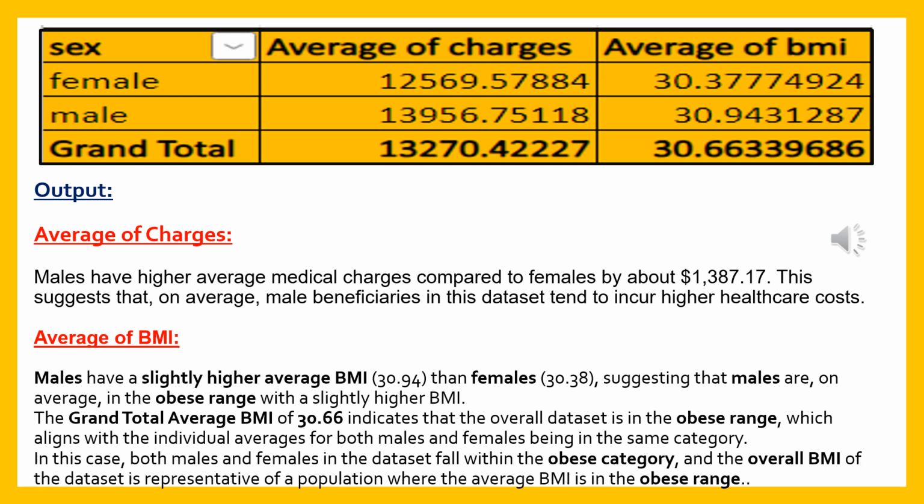After doing the analysis, we get to know that males have higher average medical charges as compared to females. Also, males have a higher BMI as compared to females, and the grand total indicates that both male and female are coming under the obese category.